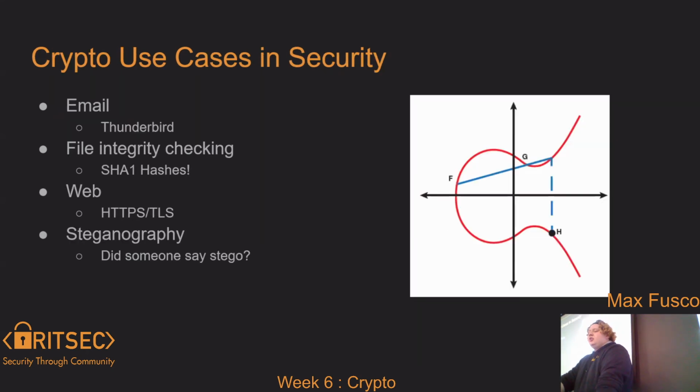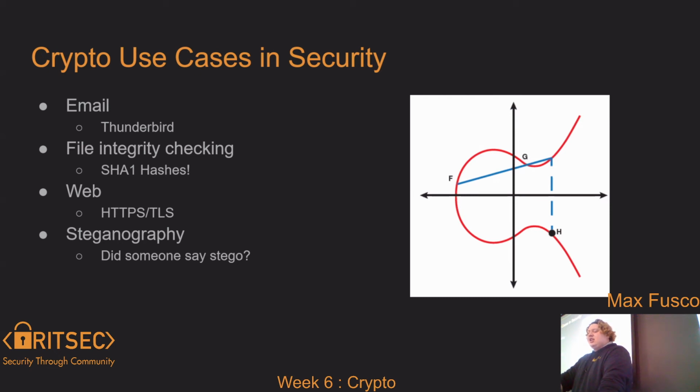So crypto uses in just normal security. Forever, we're going to hear email, Thunderbird, PGP keys, stuff like that. I think they now even do some hashing stuff with it. I might be wrong though. I'm tired.